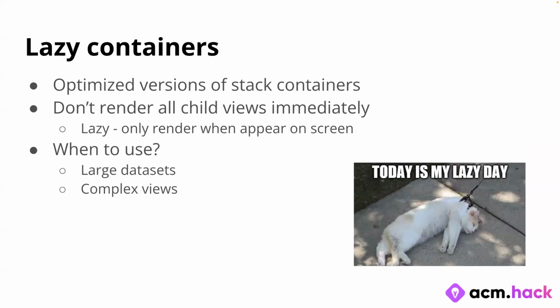That's why we have something called lazy containers in SwiftUI, which are basically just optimized versions of the standard stack containers. The thing lazy containers do differently is that they don't render all the child views immediately. They only render what appears on the screen, hence the name lazy. So when should we use lazy containers? They should be used when we deal with large data sets, for example, a long list of items, and with complex views in general.